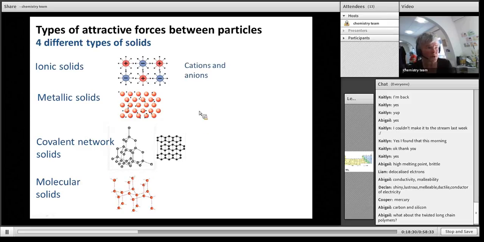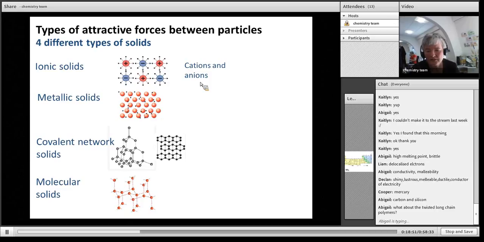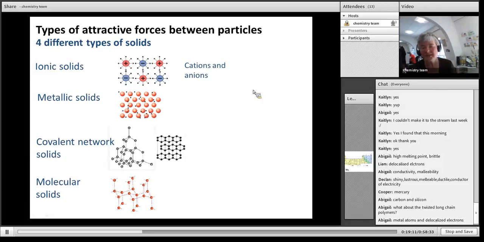And what are our particles? In ionic solids we have cations and anions. What about metallic solids? What do you think we'd find in metals? What sort of particles? So Abigail is typing. And the rest of you can think about it. So also what I want you to think about is the type of particles and then also the bonding that's there. Right, the metal atoms and the delocalized electrons.